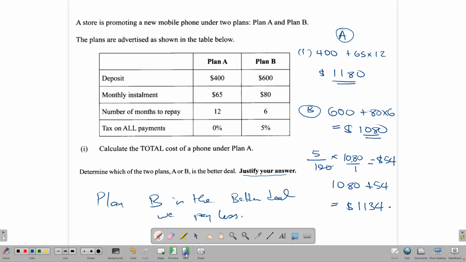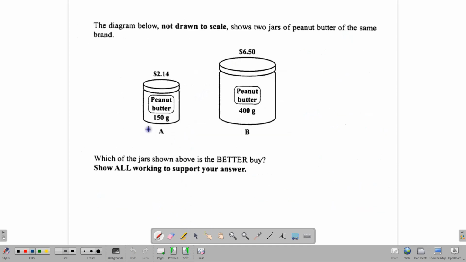So let's look at our final question. Here we are buying peanut butter. So the diagram below, not drawn to scale, shows 2 jars of peanut butter of the same brand. Very important. And so peanut butter, 150 grams, peanut butter, 400 grams. The 150 gram costs $2.14. The larger one costs $6.50 for a 400 gram. So which of the jars shown above is the better buy? Show all your working to support your answer, which is another way of saying justify your answer.